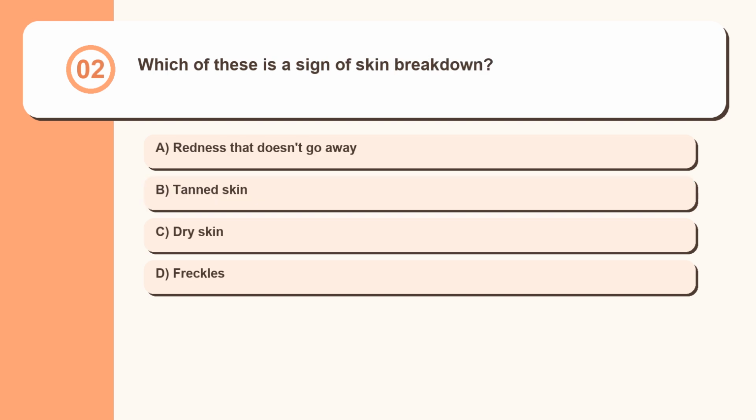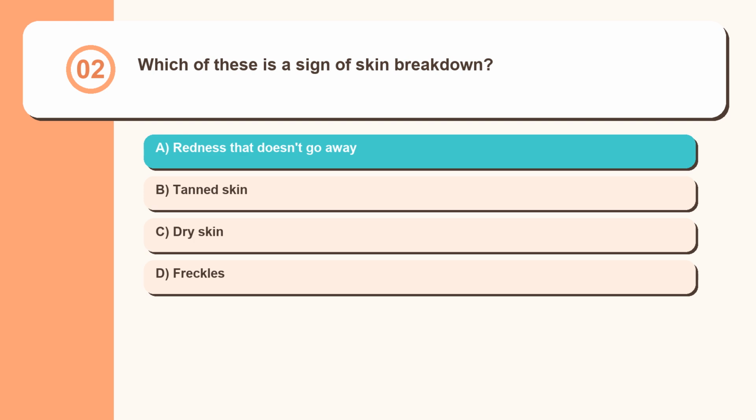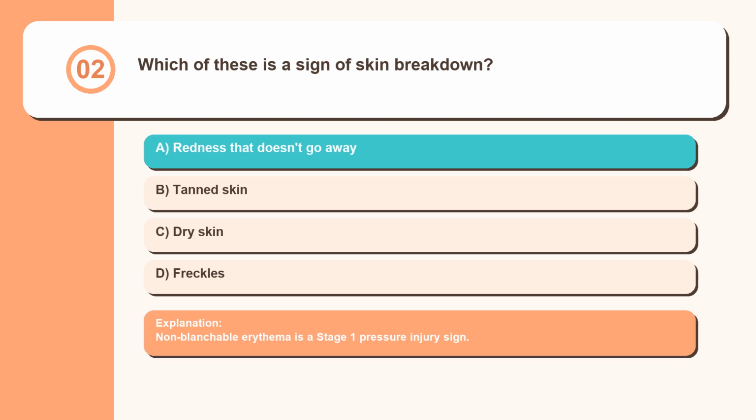Question 2. Which of these is a sign of skin breakdown? Redness that doesn't go away. Tan skin. Dry skin. Freckles. Non-blanchable erythema is a stage 1 pressure injury sign.